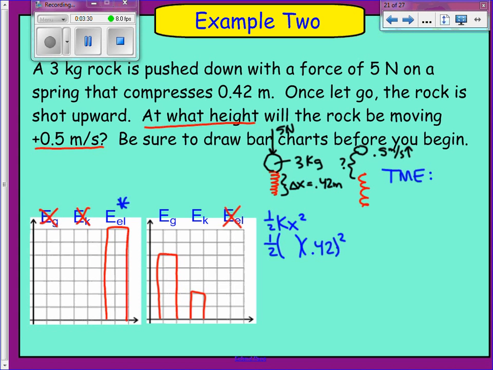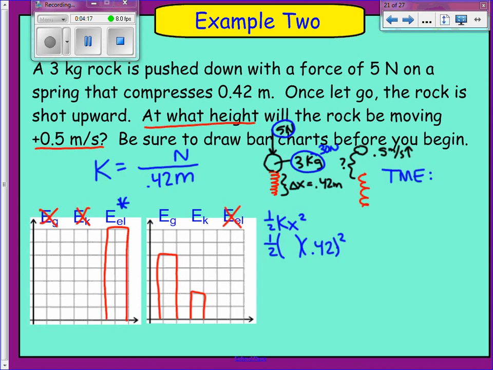Let's remind ourselves, what is a k constant? The k constant is how much force is necessary to displace the spring a certain amount. So k is equal to the force that's pushing the spring or stretching it, divided by a certain amount of meters. We know the amount of meters is 0.42. But how much force was necessary to push that spring 0.42 meters? You may be quick to say that it was 5 newtons, but be careful. The force of 5 newtons was not the only force pushing down on the spring. You also had the actual gravity force of the rock itself. So 3 times 10 gives you 30 newtons of force.